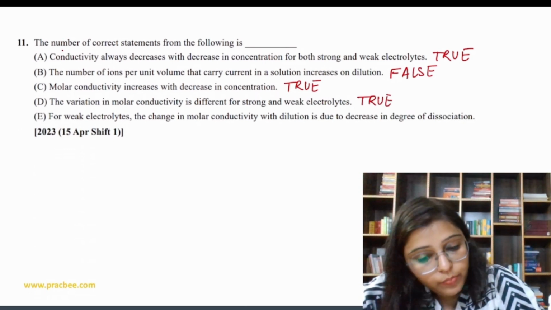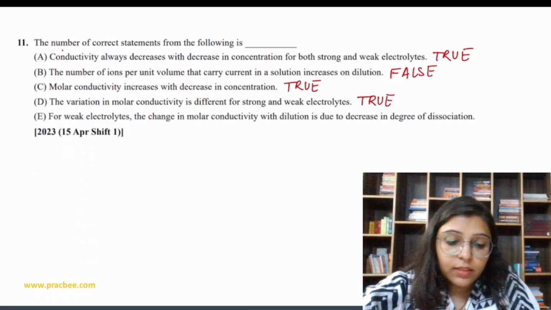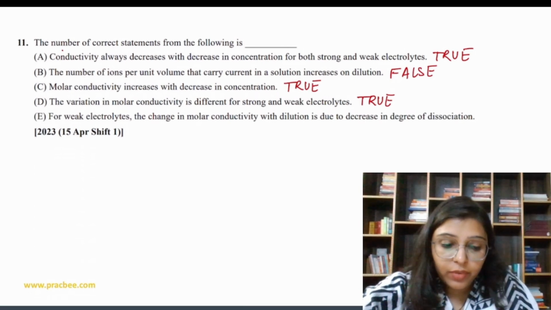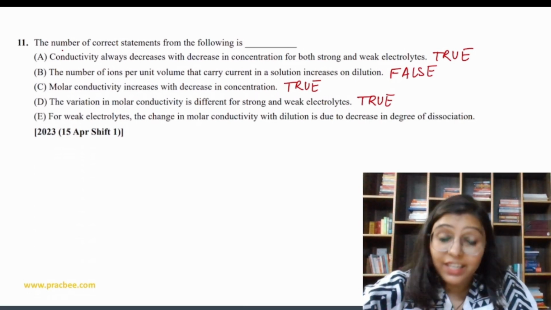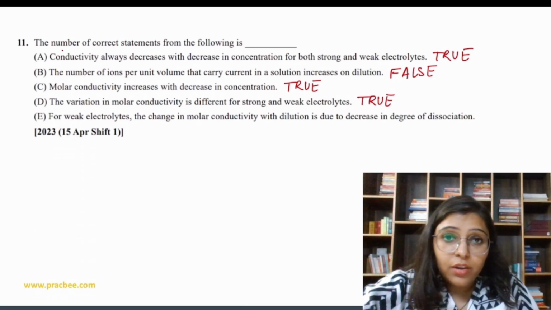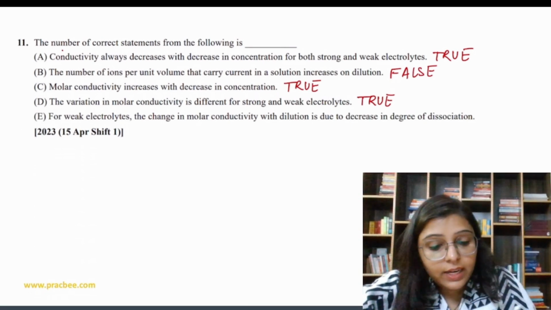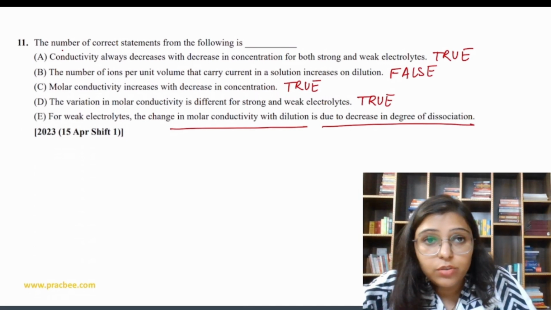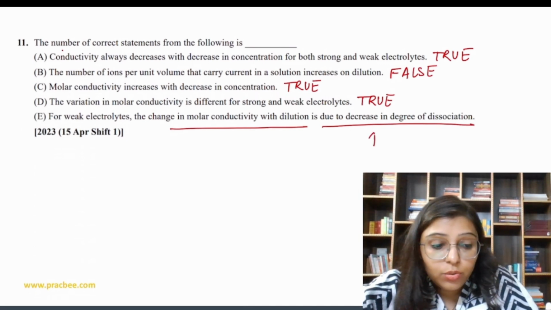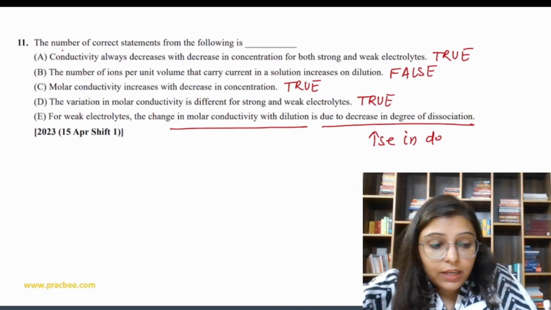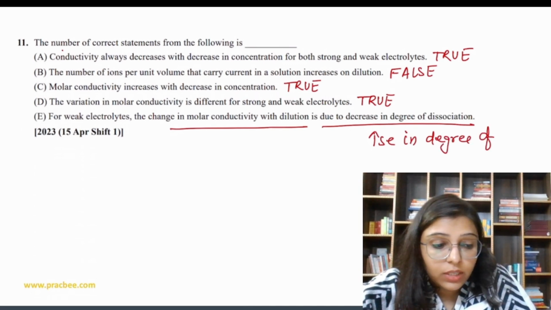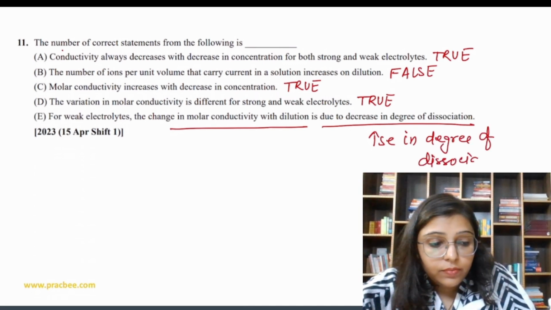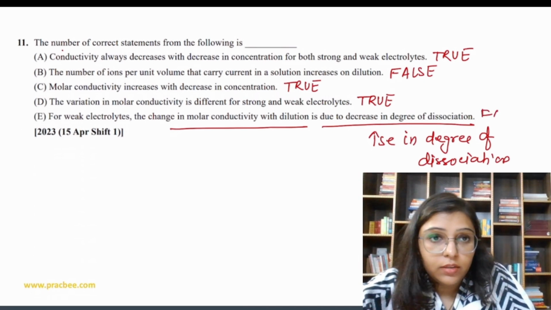This is also true. For weak electrolyte, the change in molar conductivity with dilution is due to decrease in degree of dissociation. For weak electrolytes, the change in molar conductivity with dilution is due to decrease in degree of dissociation. No, it is due to increase in degree of dissociation.